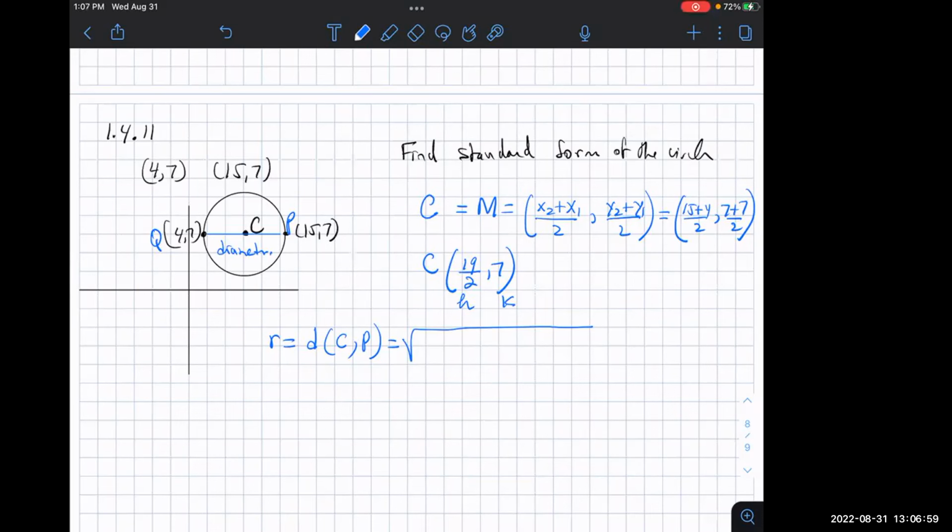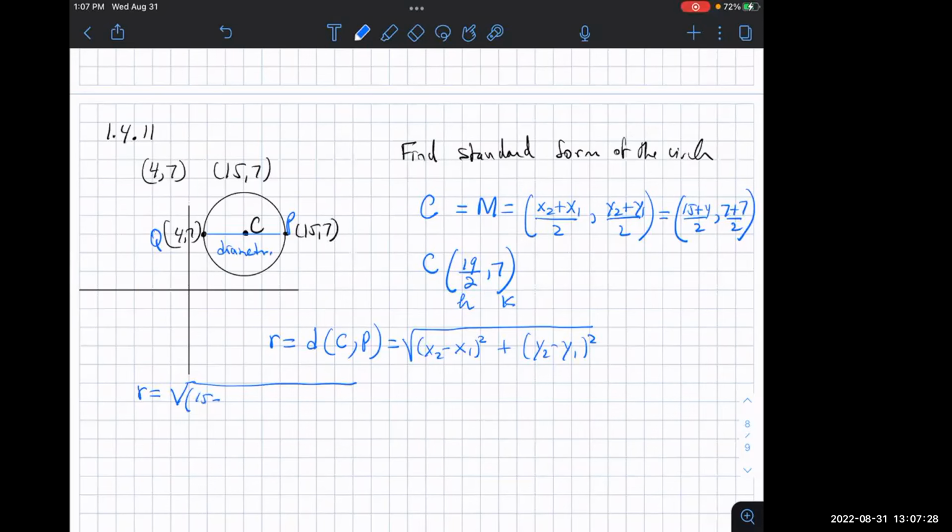Or equals x2 minus x1 plus y2 squared minus y1. Oh yes, don't forget the square. Okay, we apply that and we get the square root of 15 minus 4, 15 minus 9.